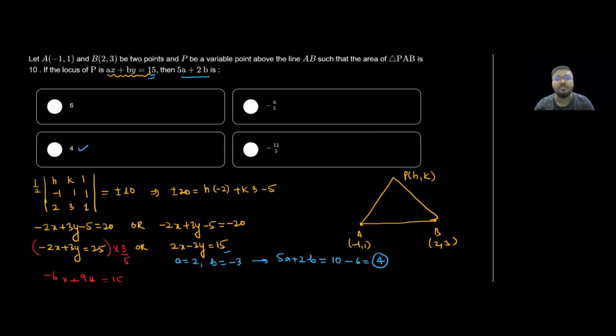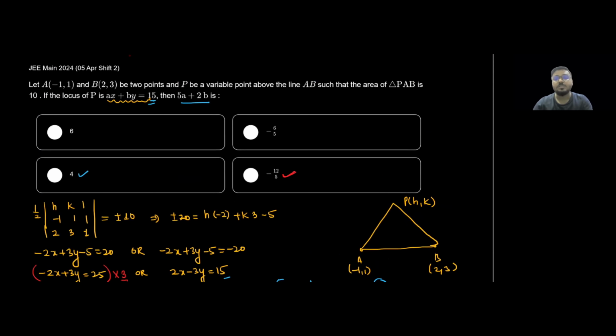So -12 by 5, which is this option. As you can see, this is a question of JEE Main and we got two options correct. So either the question is wrong, I mean the options they have given are wrong, or we are making some mistake. So let's read the question once again carefully.